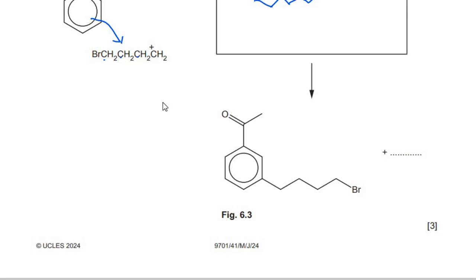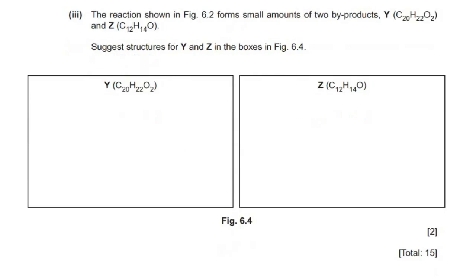Now the final product is formed, which shows the hydrogen from the above intermediate is lost as H+. So that's the byproduct we have to show here. This is how we construct the mechanism. That's the simple mechanism which is generally shown for benzene also. Any electrophilic reaction of benzene, we can show in the same way. Third part next: the reaction shown in figure 6.2 forms small amounts of two byproducts Y and Z.